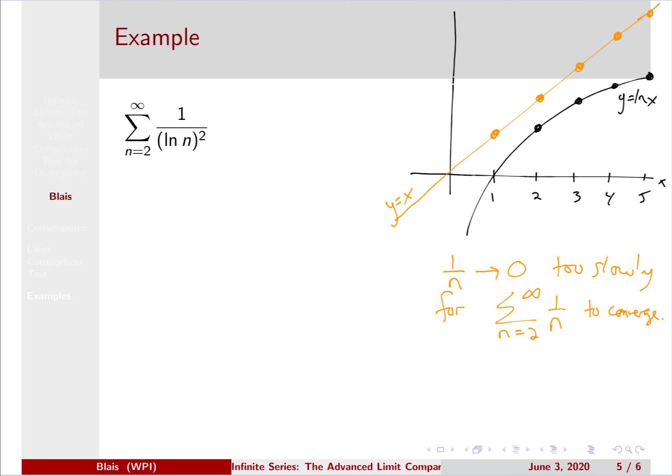So we're going to conjecture that because the natural log of n takes its sweet time going to infinity, and so its square probably does too, these terms just don't go to 0 fast enough for this to converge. That's going to be our guess. So we're going to guess that this diverges.